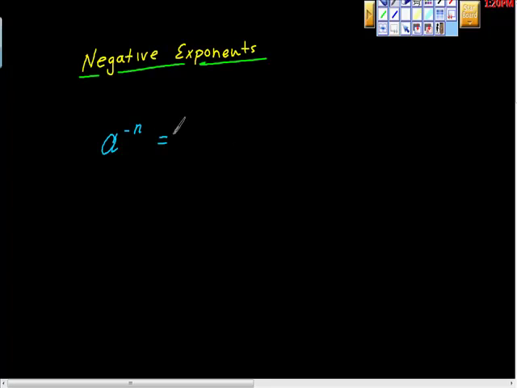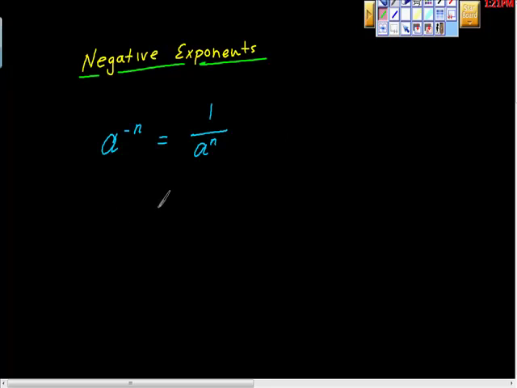So what the author wants us to know is this. The author says that if you have a to the negative n, what you really have is 1 over a to the positive n power. And man, that throws me off a little bit also, because I can't get my head around that. But I can if I look at this arithmetically.